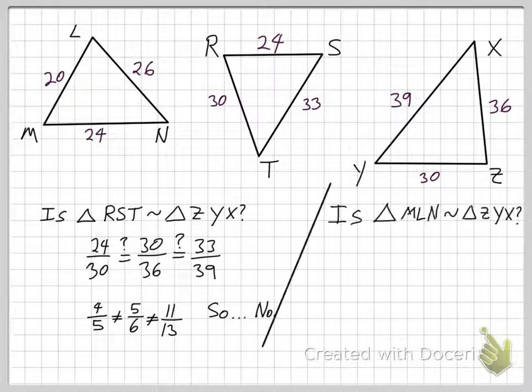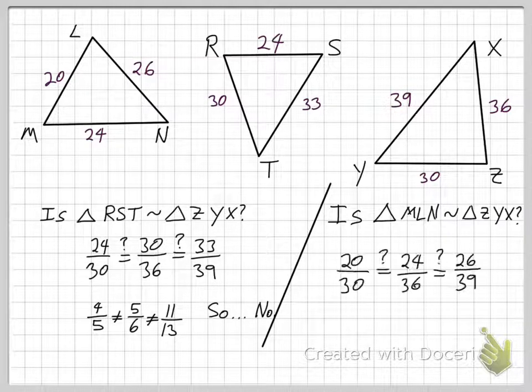So let's try the last pair and see if that will work. Is triangle MLN similar to triangle ZYX? If they were similar, then their corresponding side lengths would be proportional. So I would have the short side length and this short side length, which would be that one, 30, and that's where you get the 20 over 30. Then the middle value would be 24, and this middle value is 36. That's where you get that from. And then the longest side is 26 over 39. That's where you get that.